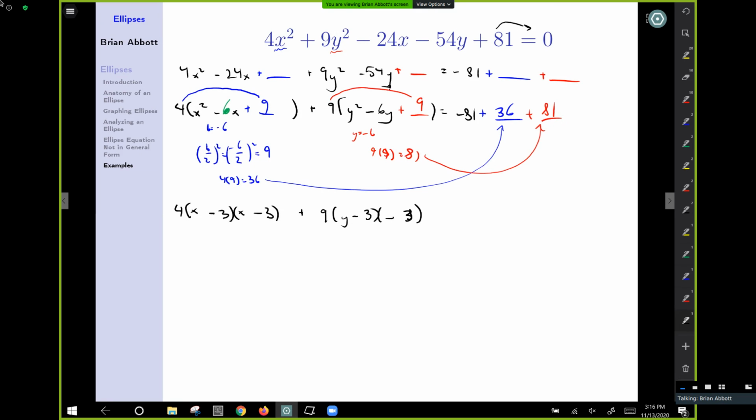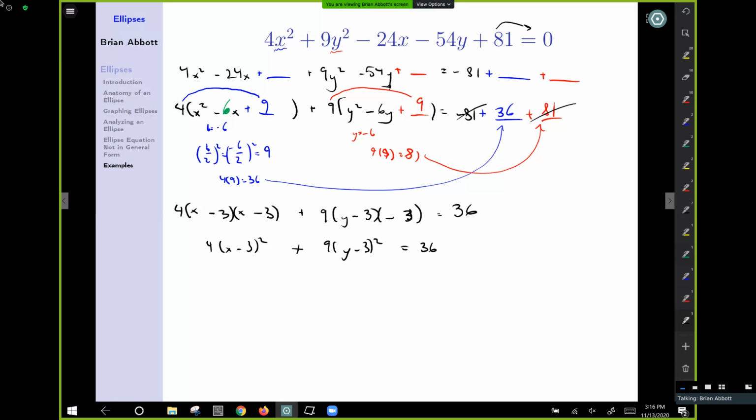All right, we did a bit of math here in the background. Hey, you got a positive 81 and a negative 81. We may as well just cheat. We don't even need a calculator for that. We got 36 left. And so what do we have? We have 4 times x minus 3 quantity squared plus 9 times y minus 3 quantity squared equals 36.